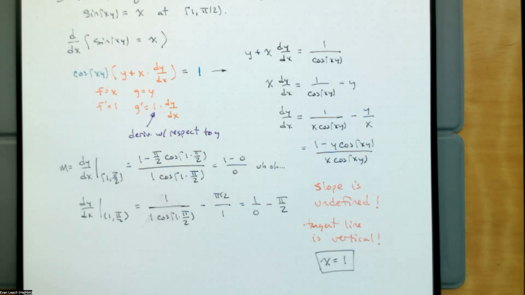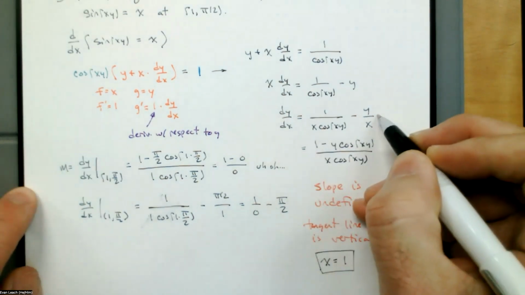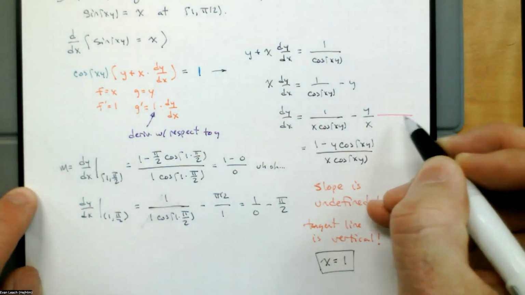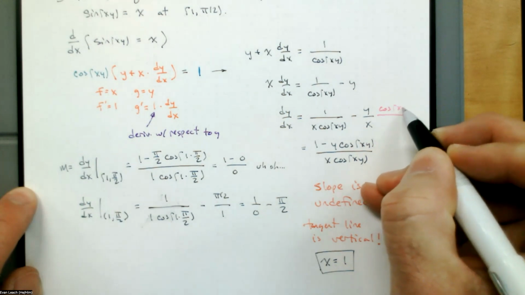And then from here to this last one down here, I just got a common denominator by multiplying the y over x by cosine of xy over cosine of xy. And that gave us a common denominator. We have already an x in common, so I needed on top and bottom just a cosine of xy.